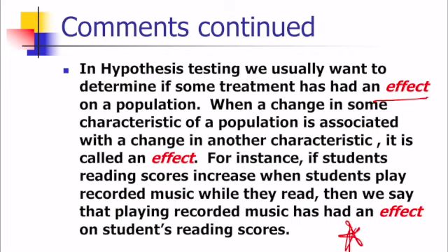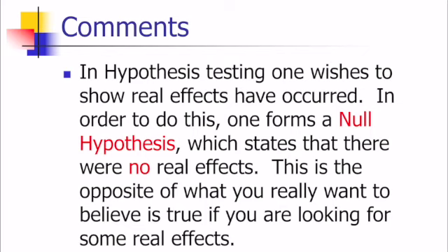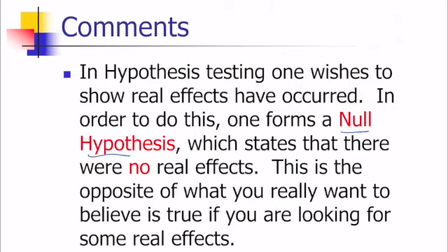In hypothesis testing, one wishes to show that a real effect has occurred, right? We want to prove that the music helped the children read. We want their reading scores to improve. We want to know that this didn't occur by chance. In order to do this, the first thing we have to do is state a null hypothesis. The null hypothesis, denoted H naught, H sub 0, states there were no real effects.